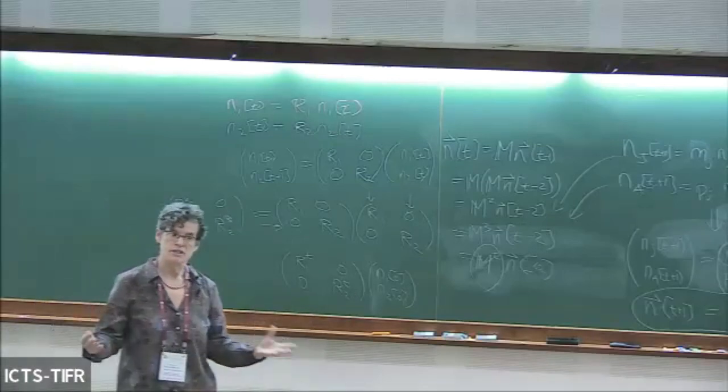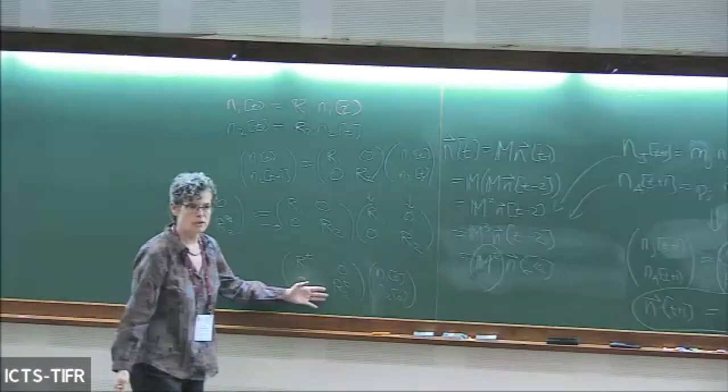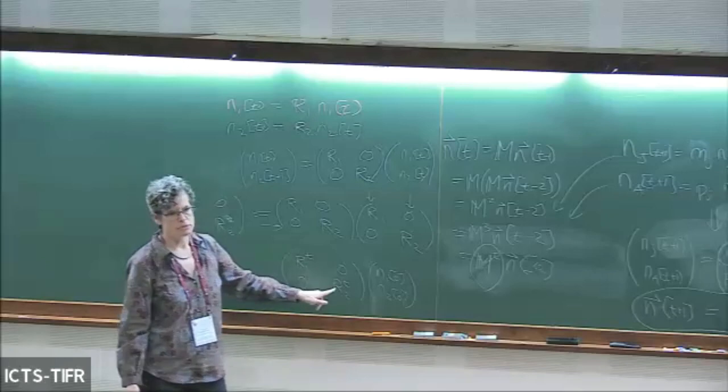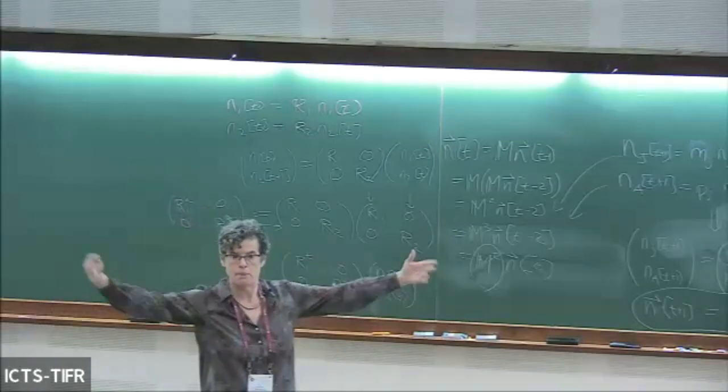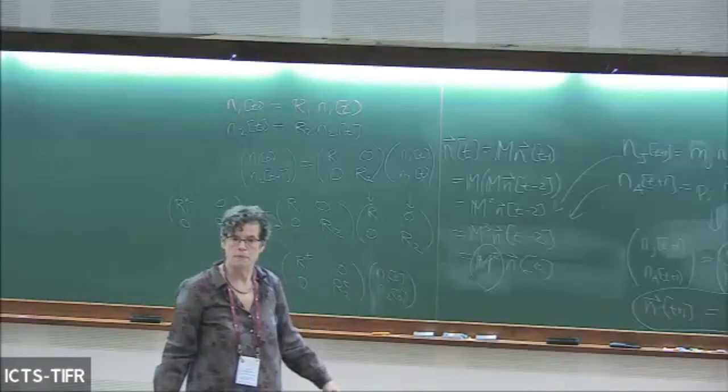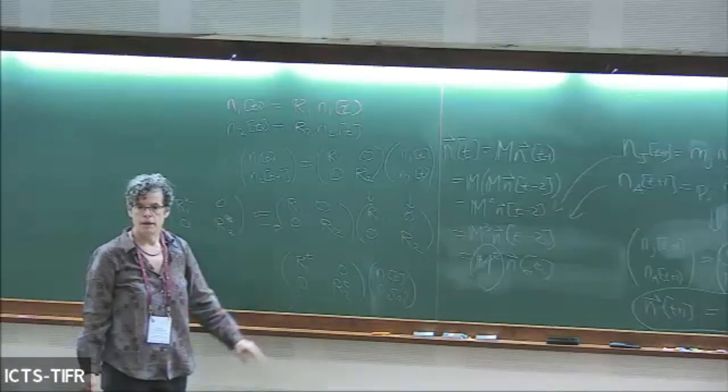If both of them are greater than 1, both of these types are growing. But the system is still growing, even if only one of them is growing, right? If this one is greater than 1 and this one's less than 1, we're still going to get this population growing. It'll be composed mainly of N1 over time, but it will still be growing.